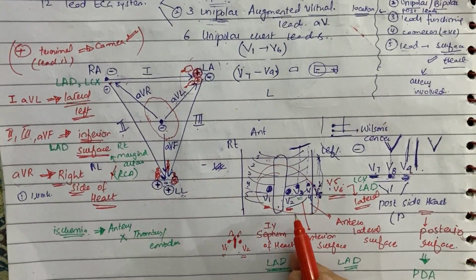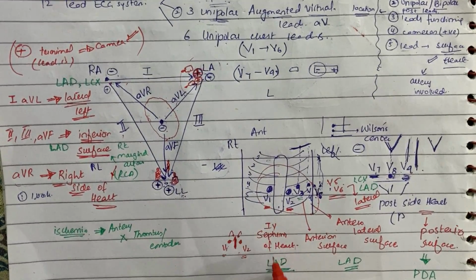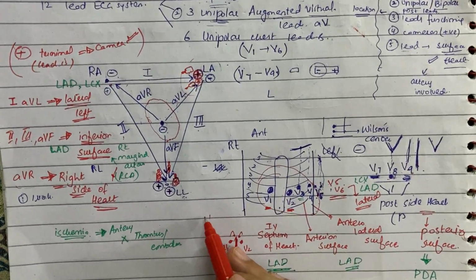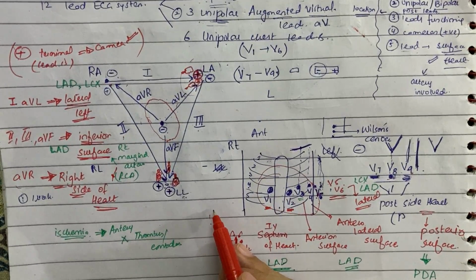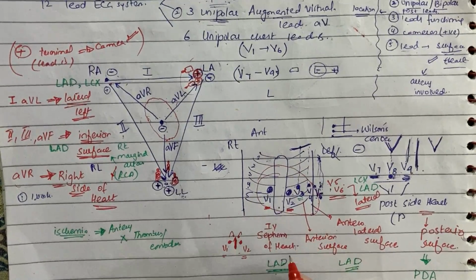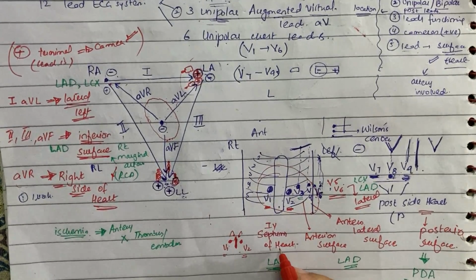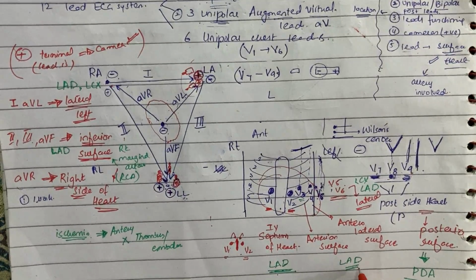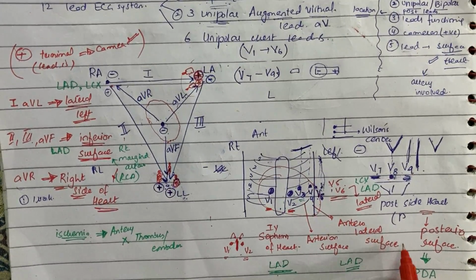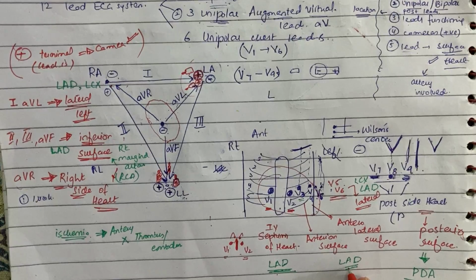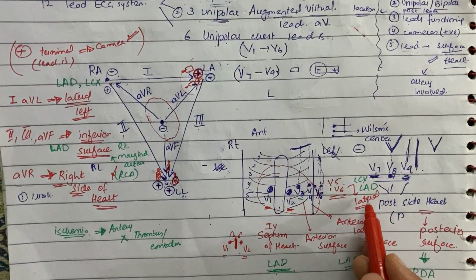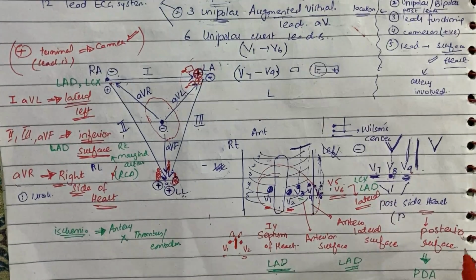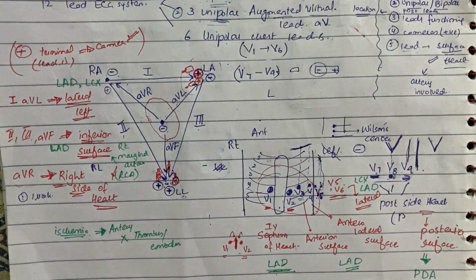Okay, then comes the chest leads. Here the septum is supplied by the left anterior descending artery. We know that this is the septum on both sides; on the left side is the left anterior descending artery, which supplies the anterior 2/3 of the interventricular septum. The anterior surface is supplied by the left anterior descending artery. The anterolateral surface is also supplied by the left anterior descending artery. The lateral surface is supplied by the left anterior descending and left circumflex arteries, and the posterior surface by the posterior descending artery.